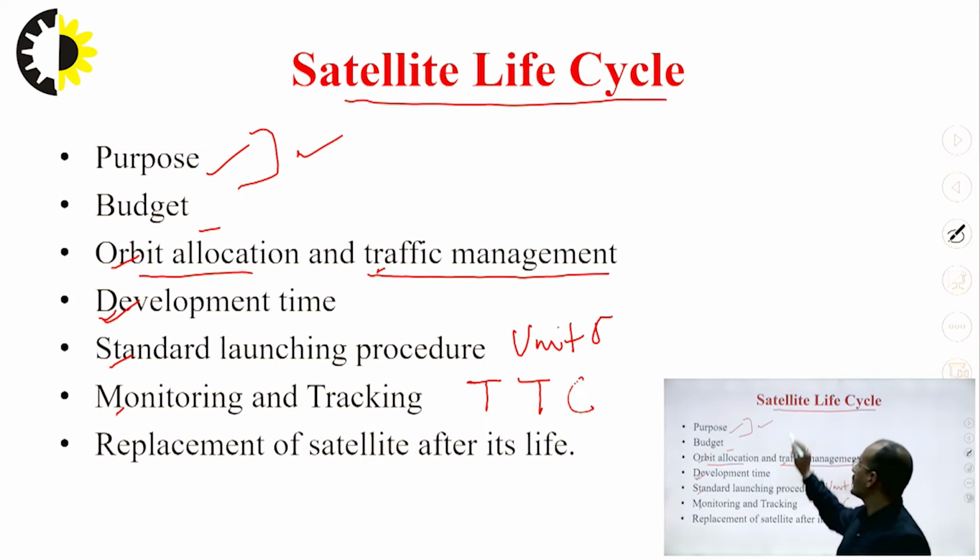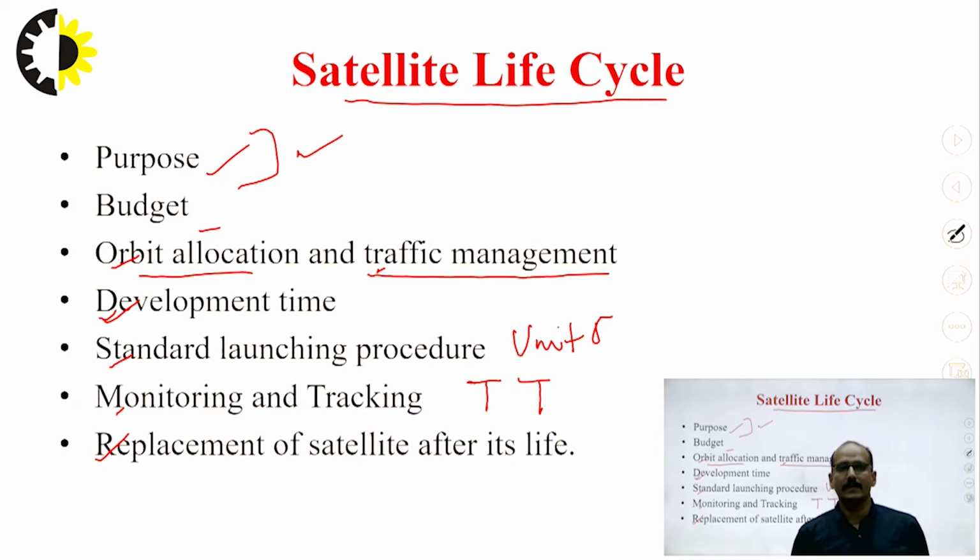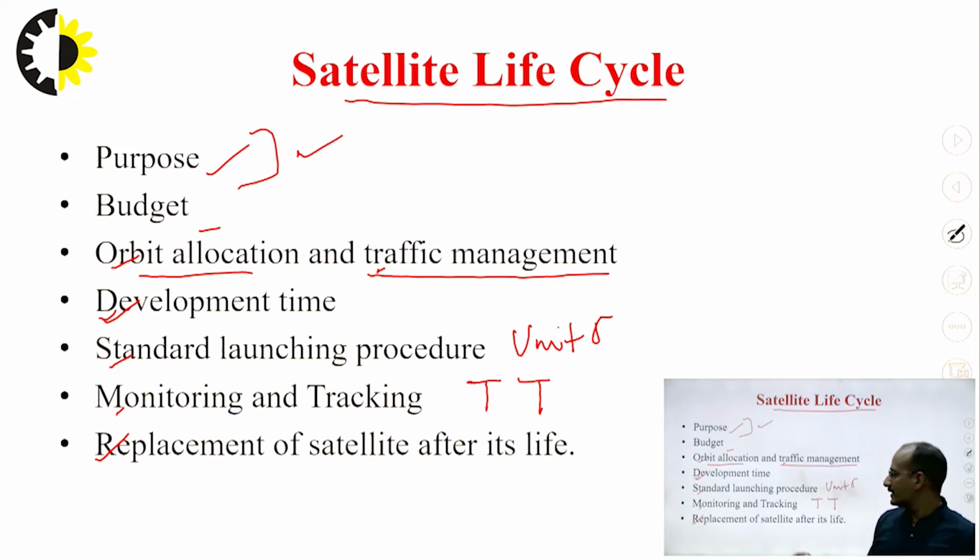Then the last point of the satellite life cycle, as I already told you, is replacement of the satellite after its life. It means if you are using a geosynchronous or geostationary satellite for a system like NavIC, then you have to replace that satellite after some time, because every satellite has its own life, and after that life you have to replace it for the proper functioning of the system. So this is also a very important part of the complete satellite life cycle.